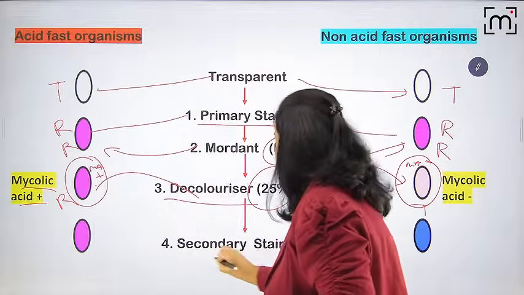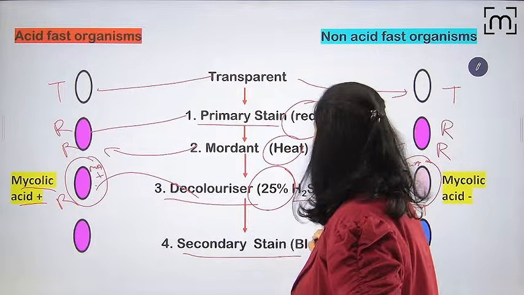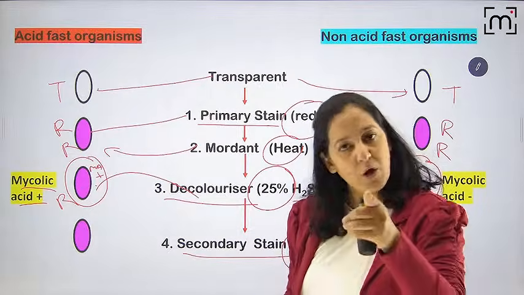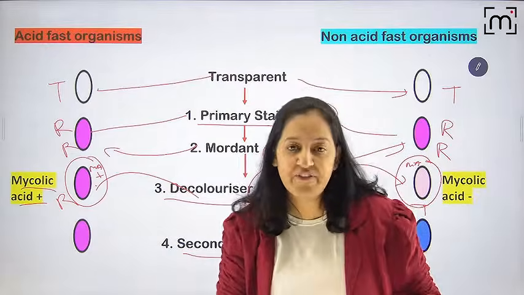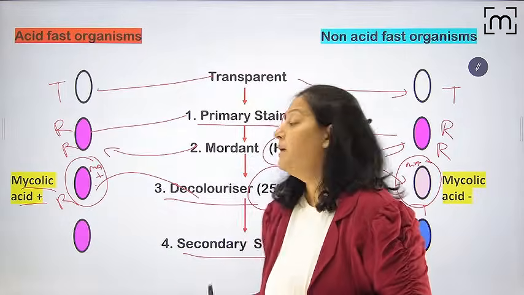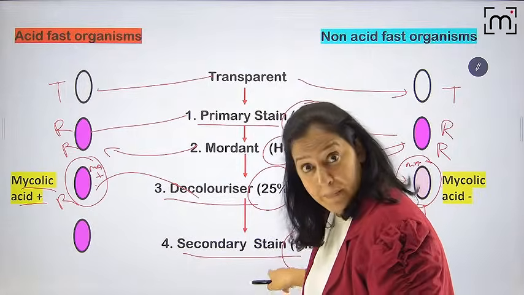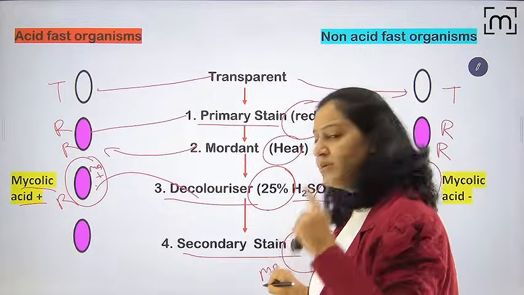And last, use the secondary stain. The secondary stain is blue. It's not violet. Please appreciate. Violet is different, red is different, blue is different. So your secondary stain is blue, like methylene blue. So use your common sense.